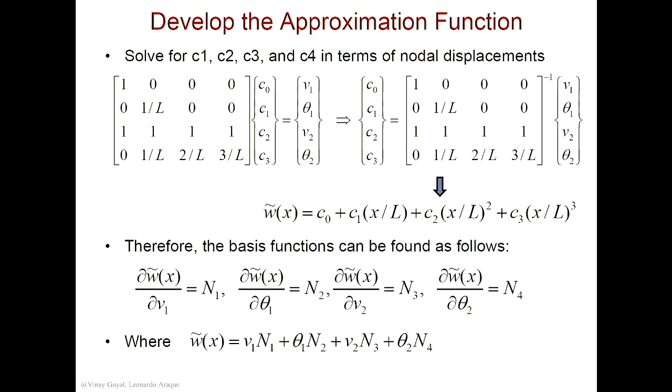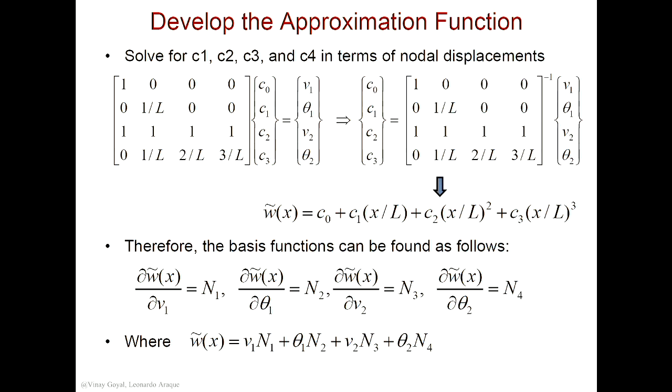But the math looks like this. This is my 4 equations. So I can invert this to get c sub 0, 1, 2, and 3. Then when I get c0, c1, c2, and c3 in terms of v1, theta 1, v2, theta 2, I'll plug that in here. And now my approximation function will only be a function of v1, theta 1, v2, and theta 2.